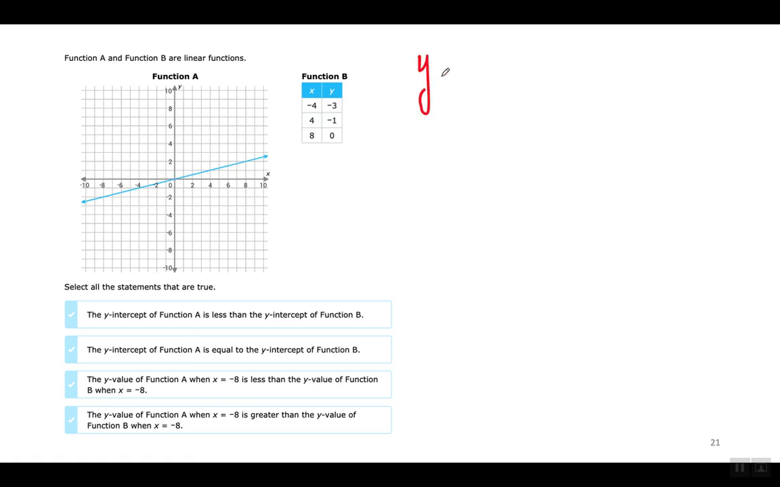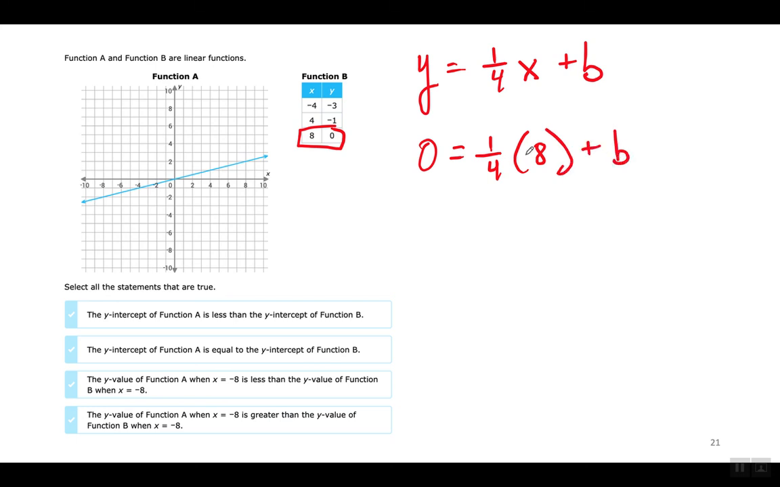Alright, so I got y equals 1 over 4x plus b. So now let's substitute the 8 and the 0 for x and y to solve for the y-intercept. Okay, when I do that, I'm going to get 8 divided by 4 is 2. 2 times 1 is 2. Alright, so b is going to equal negative 2. So the y-intercept is negative 2.